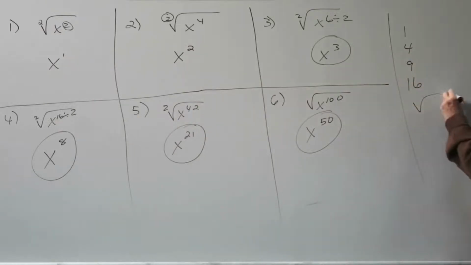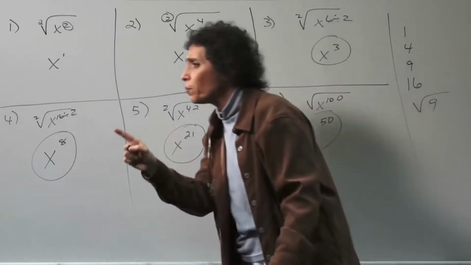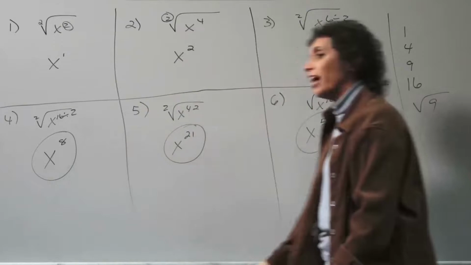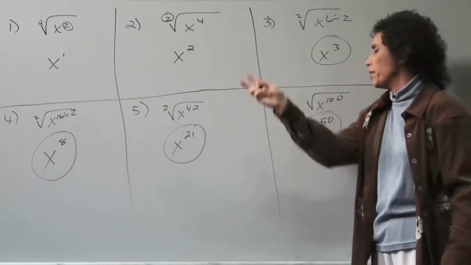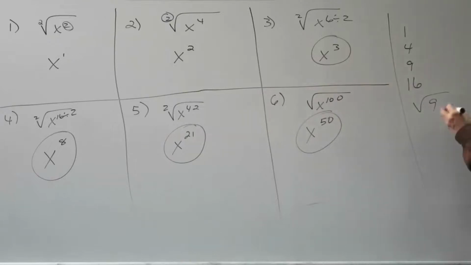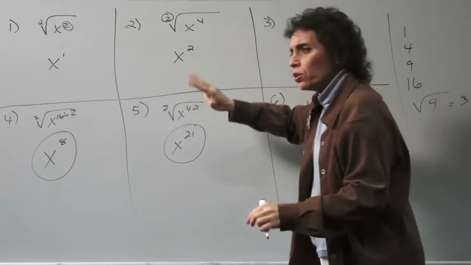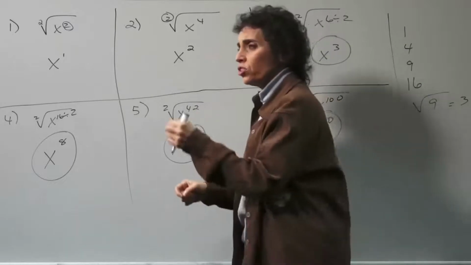You have to say to yourself, what times itself...? You've got to talk to yourself. The only way to be a good mathematician is to talk to yourself. Okay, so if you're crazy, does that mean you're a good bet? I don't know. Anyway, square root of 9 is 3 because 3 times 3 is 9. So that's what you have to think about when you do numbers. But exponents are simple. You just divide them by 2, which is the index.